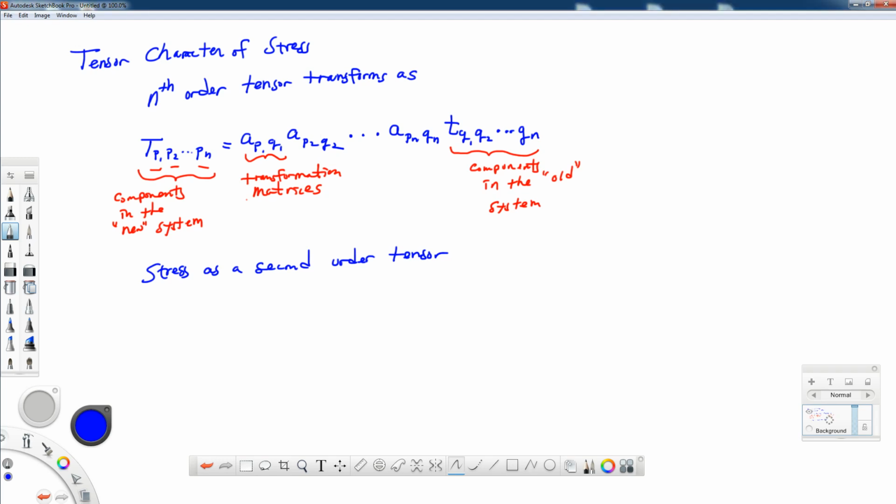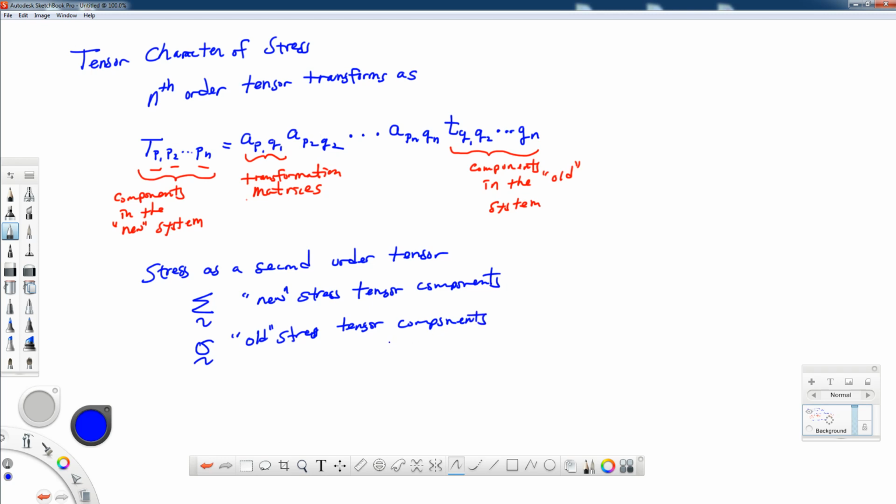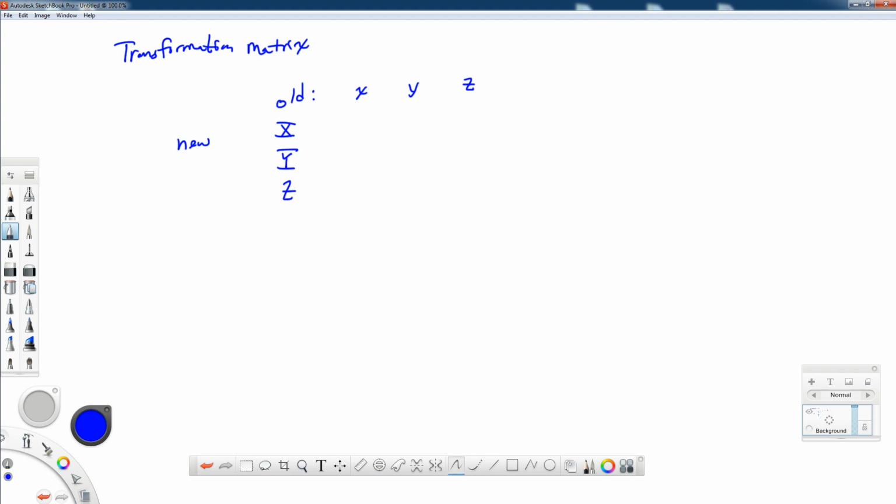All right, so let's take a look. I'm going to represent capital sigma with a squiggle underneath of it as the new tensor for stress. And I'm going to represent the sigma as the current or the old stress tensor. And I'm going to use M as my transformation matrix. All right, let me make a little bit of room. Let's talk a little bit about this transformation matrix.